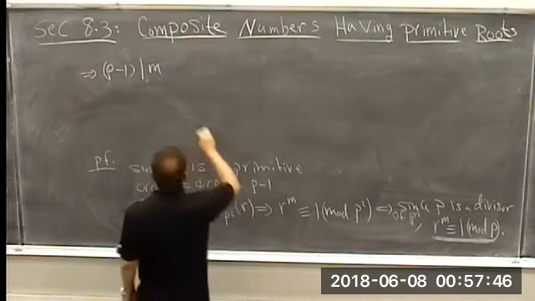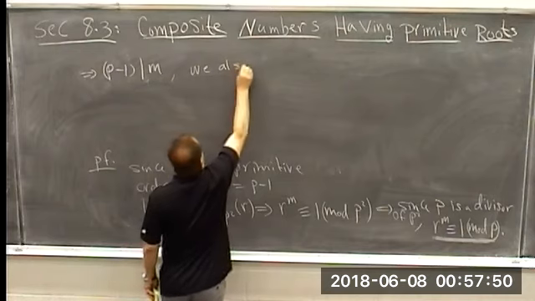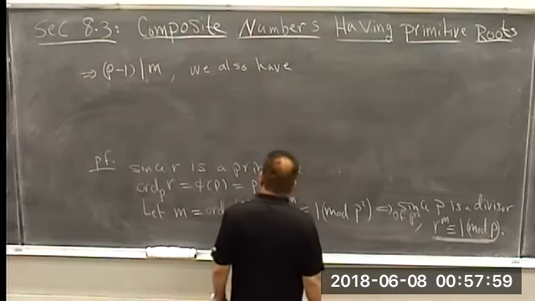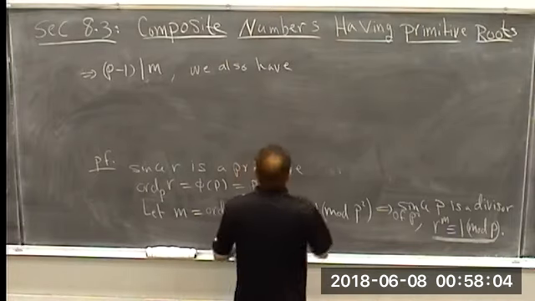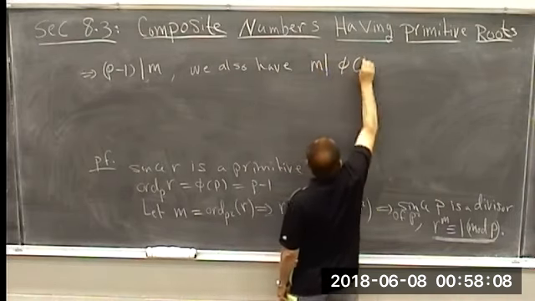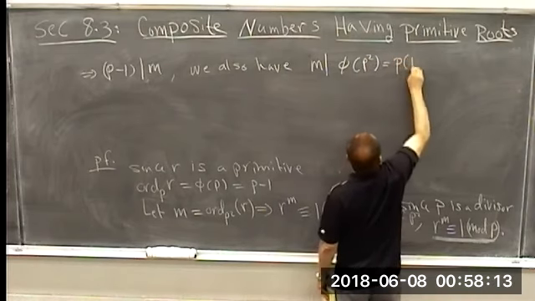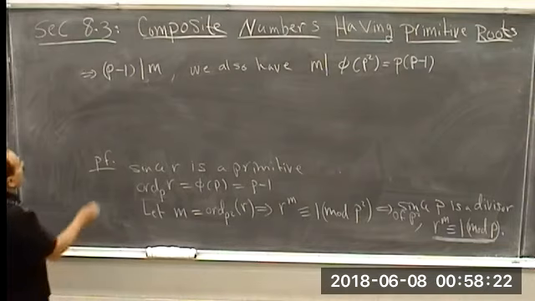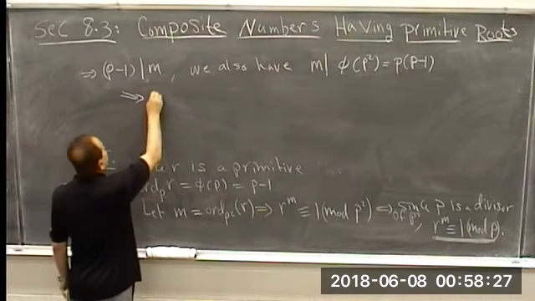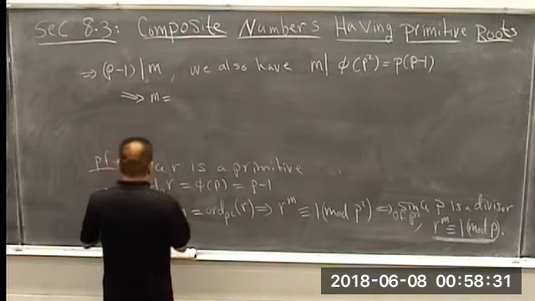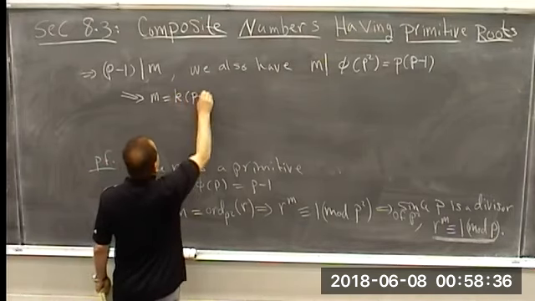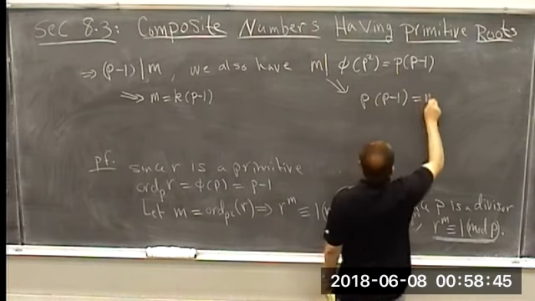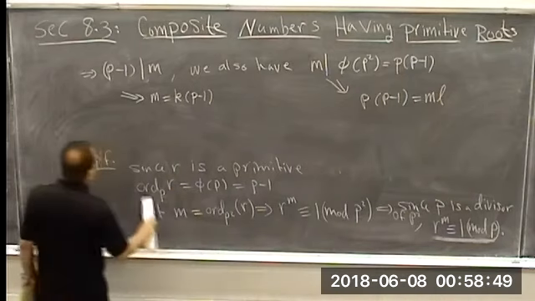Now, we also have, since m is the order of r mod p squared, that m divides phi of p squared. And this one is equal to p times p minus 1. All right, well, let's look at what these two divisibility facts imply. So this implies that m is equal to k times p minus 1 for some k, and p times p minus 1 equals m l for some l. All right, let's put these together.